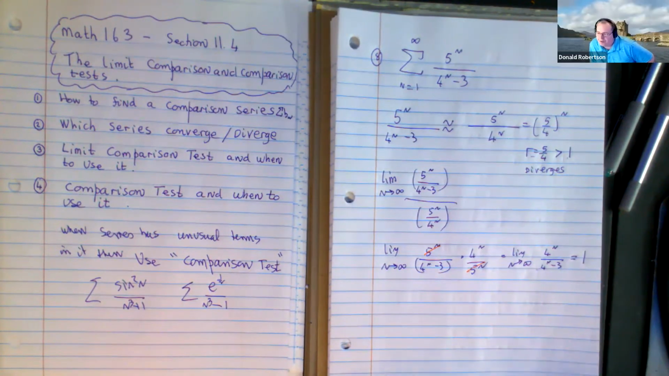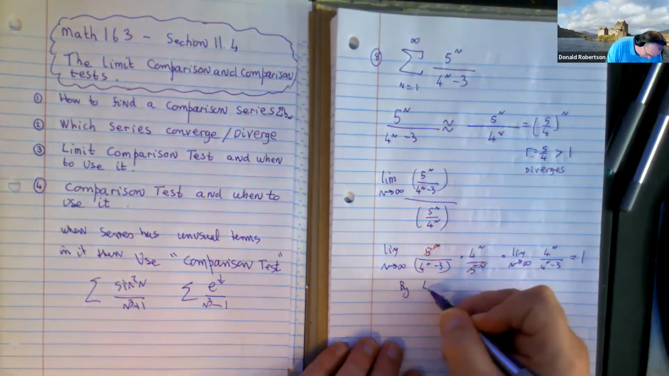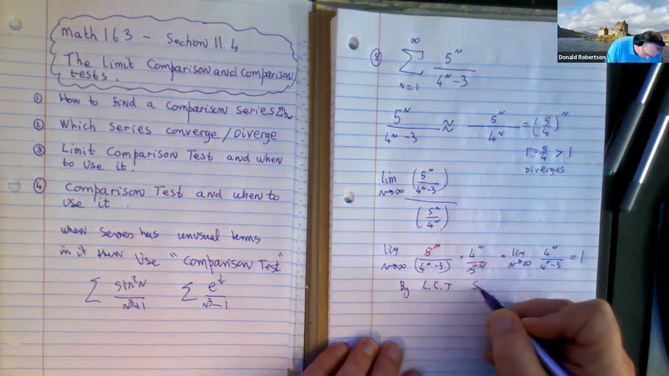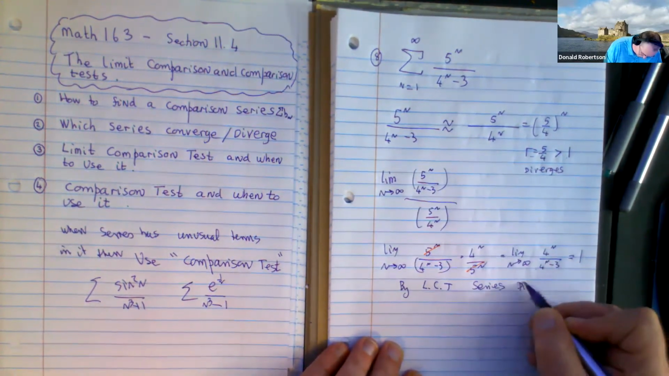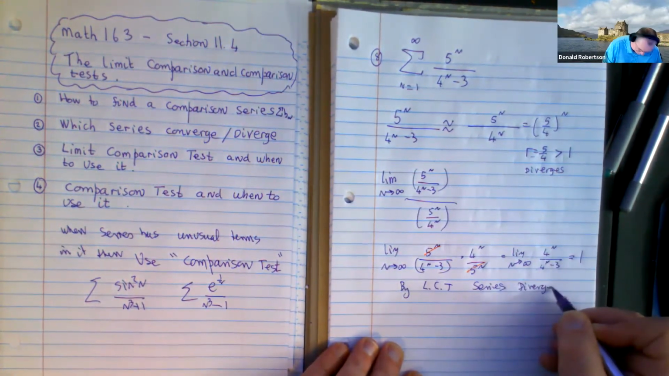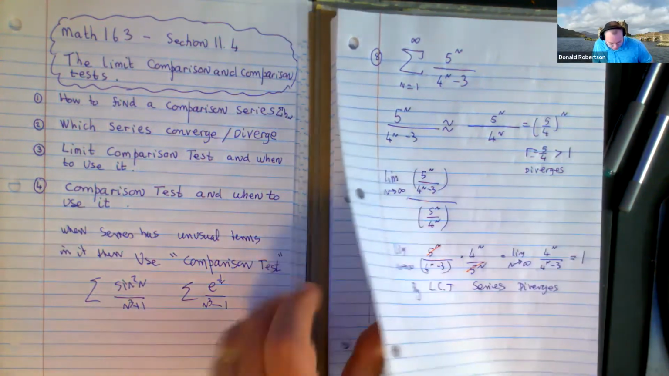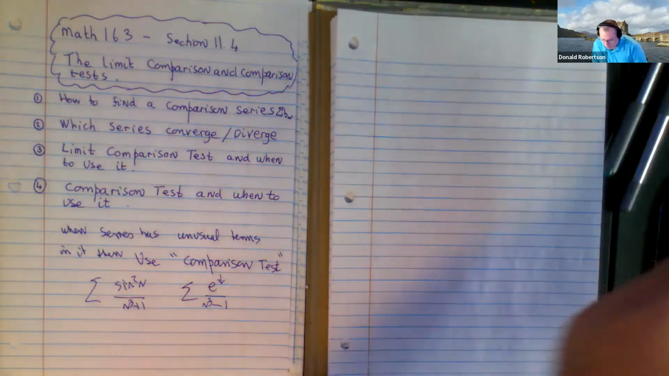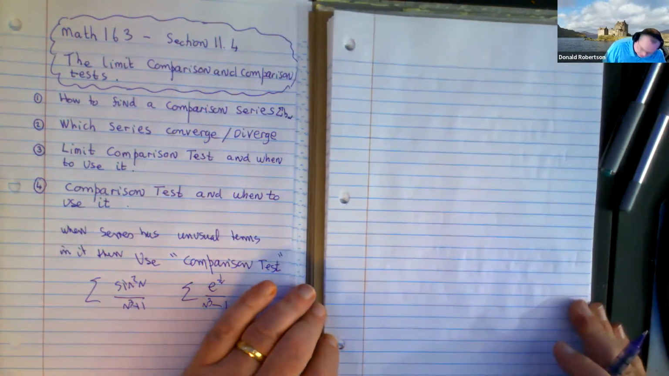Prove it by L'Hopital's rule. Prove it by dividing top and bottom by 5 to the n, whichever one you like, but prove it nonetheless, and it ends up being 1. So by the limit comparison test, the series actually diverges. Let me show you a question where it might hopefully convince you why you need to do the limit part.